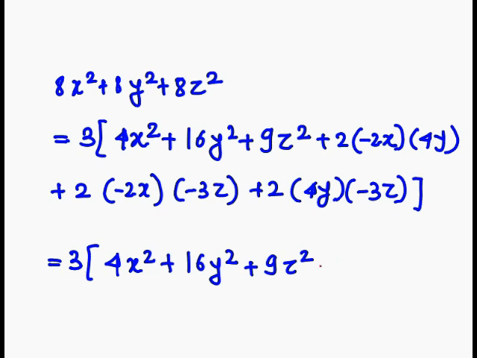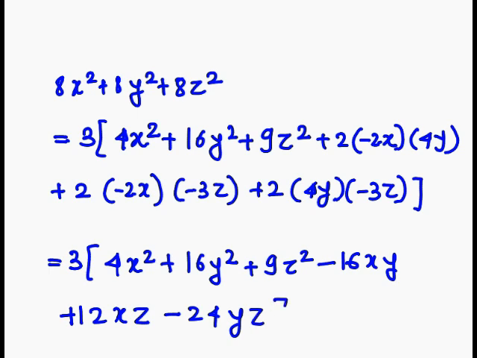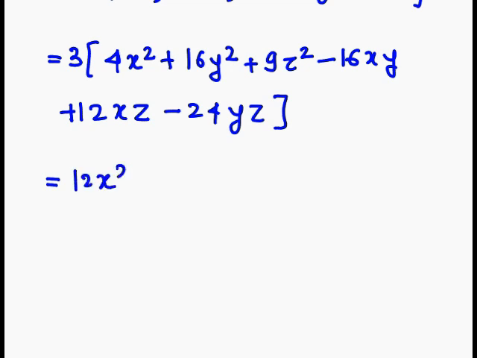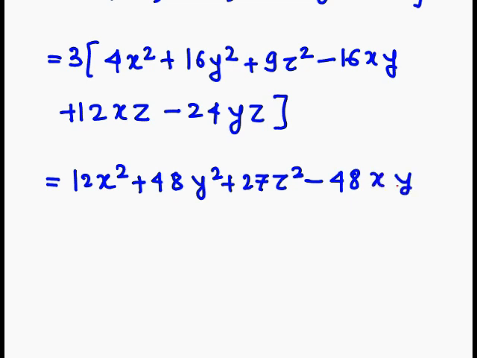minus 16xy, plus 12xz, minus 24yz. Now we multiply 3 outside, so we get 12x square plus 48y square plus 27z square minus 48xy plus 36xz minus 72yz.